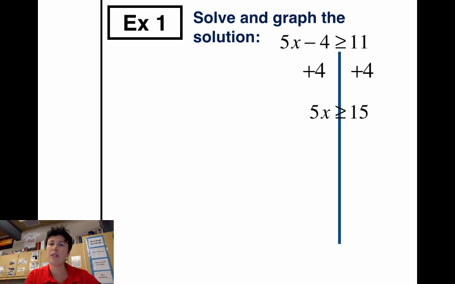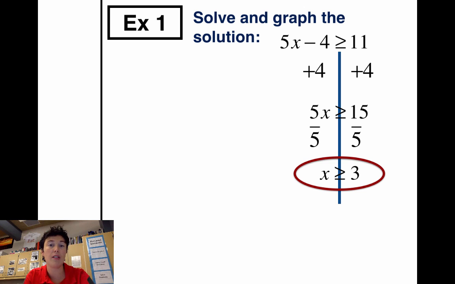Then I'm almost done. The only last step is I have to divide by 5. So I'm going to divide both sides by 5. And I'm going to get 15 divided by 5 is 3. So x is greater than or equal to 3. And that's my answer. So I'm going to circle that and make my answer really clear.